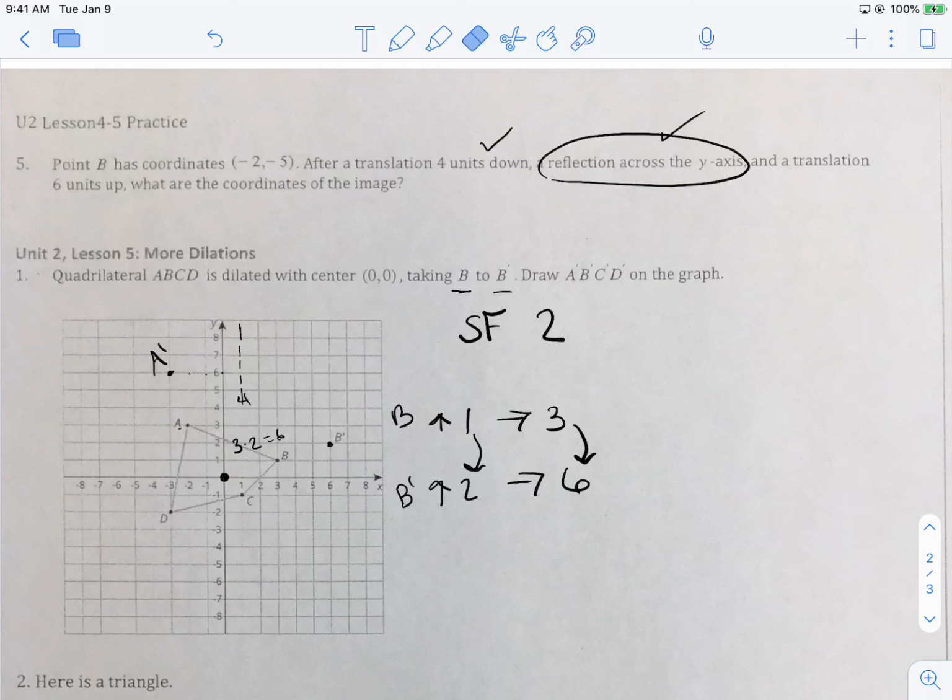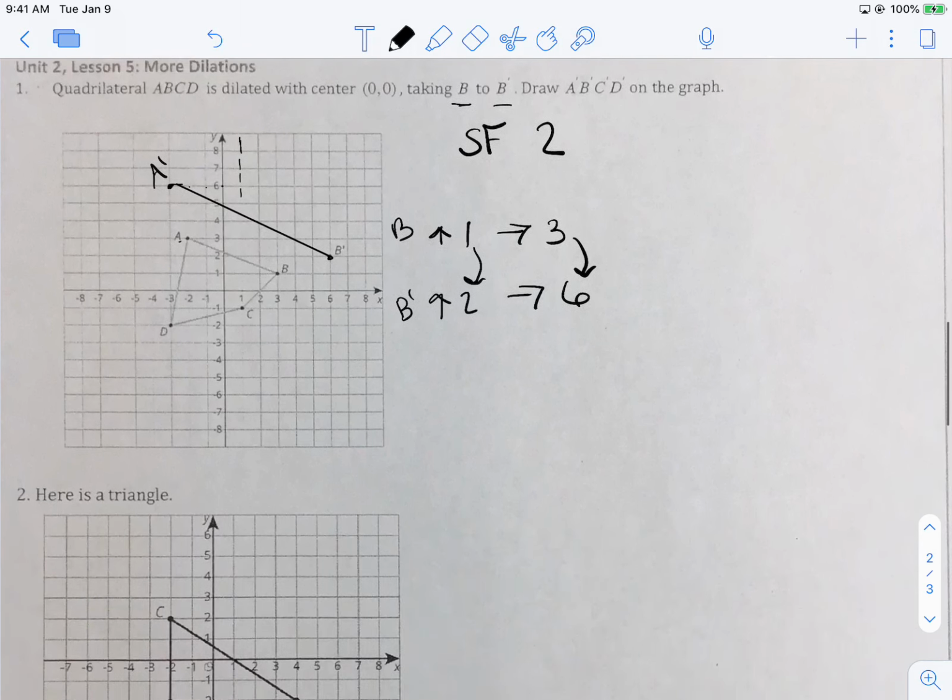So you're going to continue that, and you're going to have your shape. So here's one side we've already got drawn here. And then we're going to continue. The shape is going to look exactly the same, but it's going to be bigger. So try and see how you do with the rest. All right, let's look at number 2.